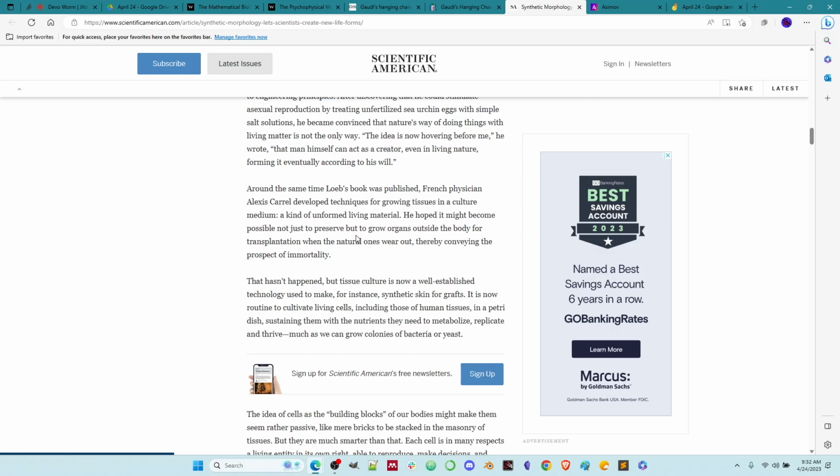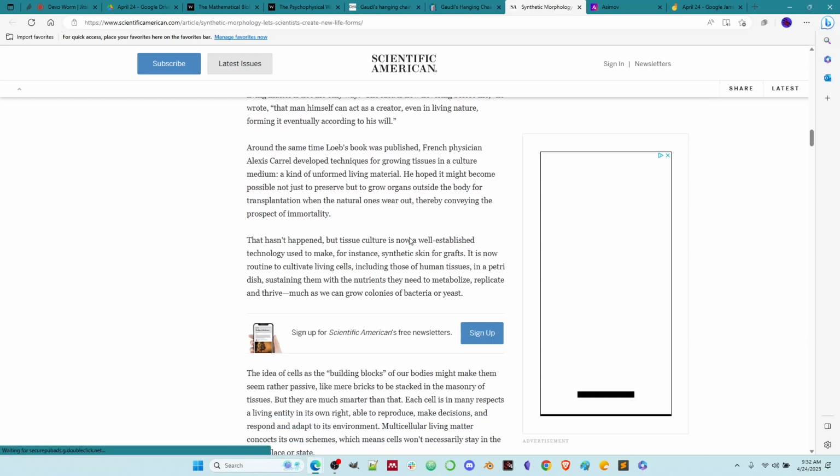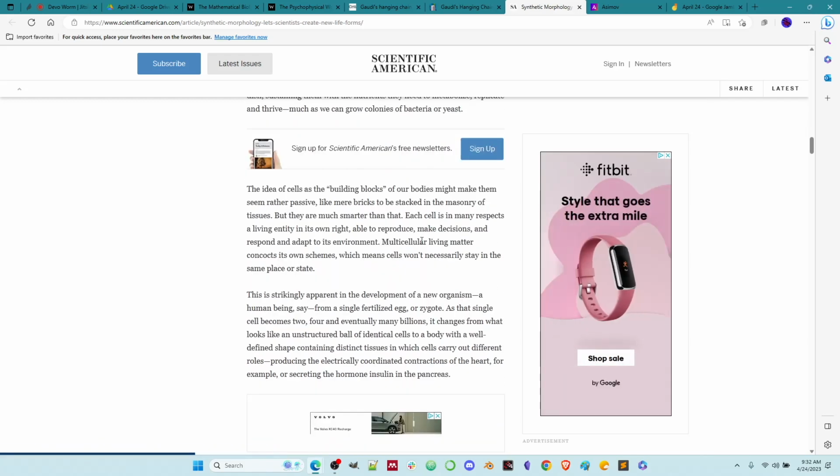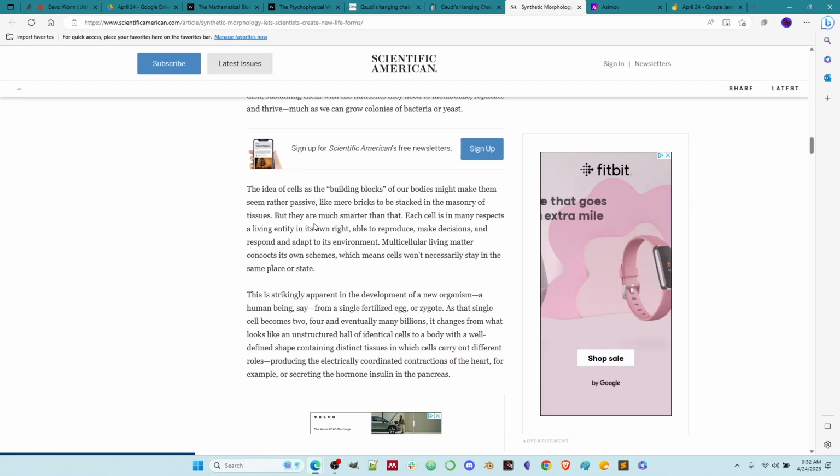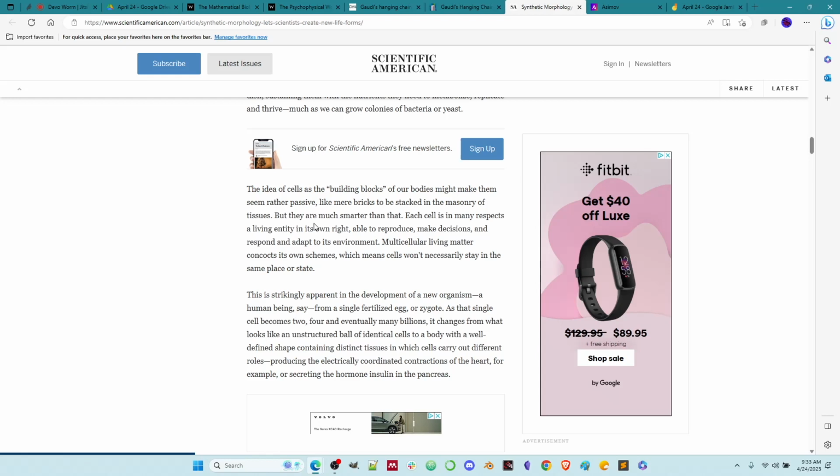And then people figured out how to do tissue culture and things like that. But now we can use tissue culture to sort of serve as the experimental test bed for some of these ideas. The idea of cells as building blocks in our bodies might make them seem rather passive, like mere bricks to be stacked in the masonry of tissues. So what they mean by cells as building blocks is that cells form larger structures. They form tissues, they form networks, like the things that we talk about with networks. So cells can be part of larger systems, networks, structural integrity, and organs.